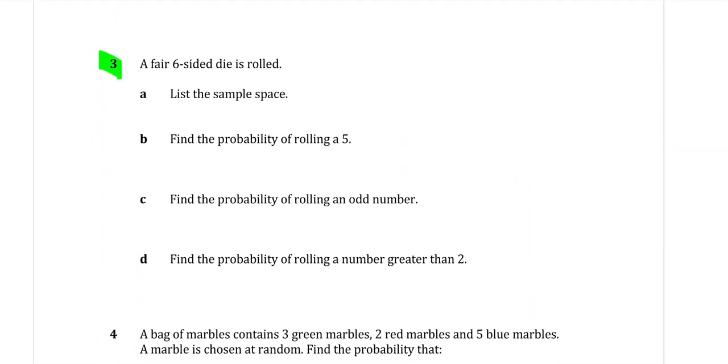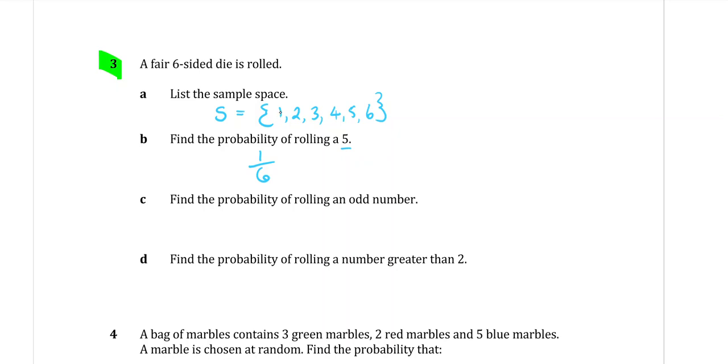Question 3. A fair six-sided dice is rolled. List the sample space. S for sample space equals, and the possible outcomes are 1, 2, 3, 4, 5, and 6. Then I want to find a probability. Find the probability of rolling a 5. There is one 5 out of the 6 outcomes. So there's my probability.